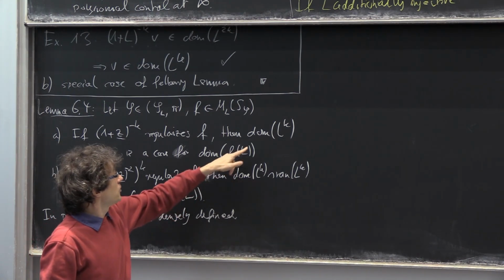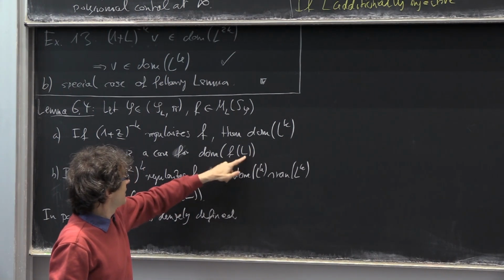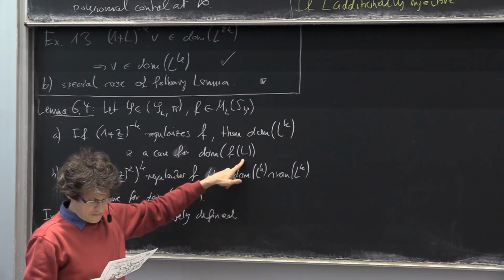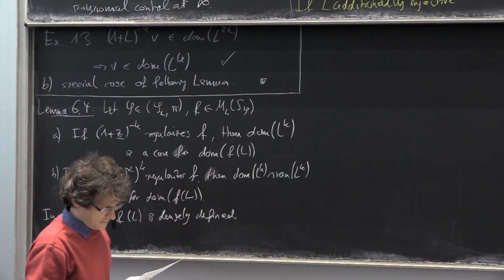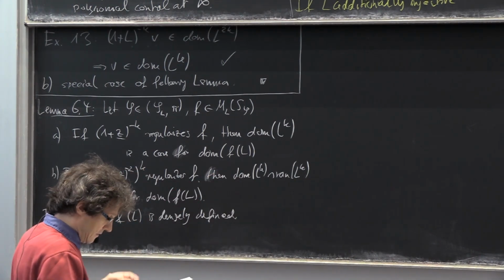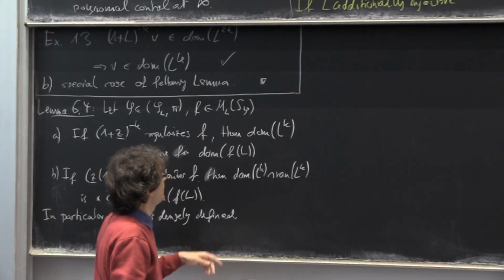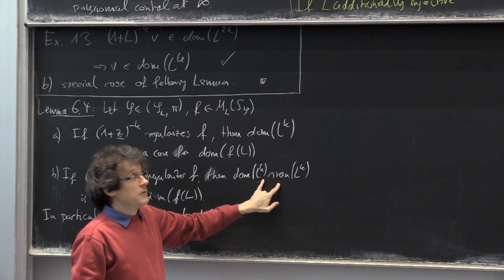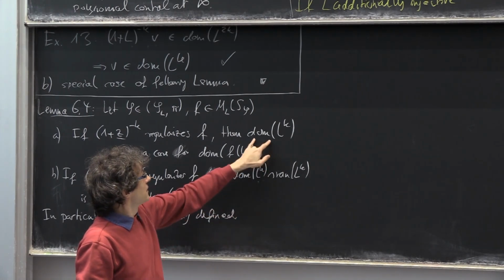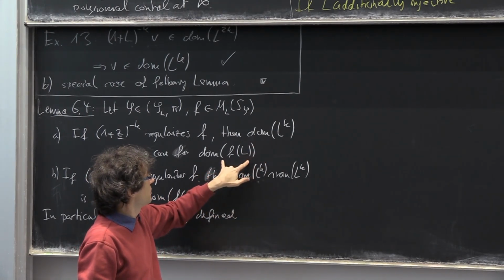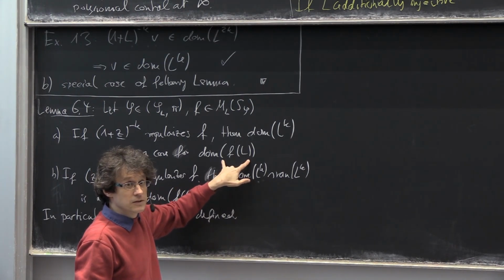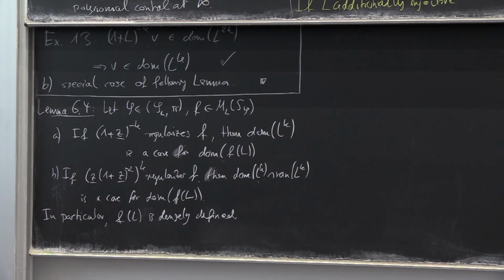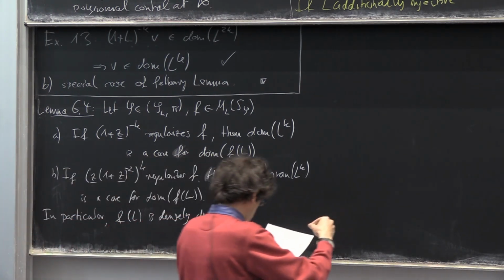So in particular, we will show that this domain of L to the k is in the domain of f of L, but we know from the second lecture, so this was proposition 2.4e, that these two sets are dense in H. So this means you have a subset of the domain of f of L that is dense in H, so this is also dense in H. So once we've proved this, we immediately get that f of L is densely defined. Okay.